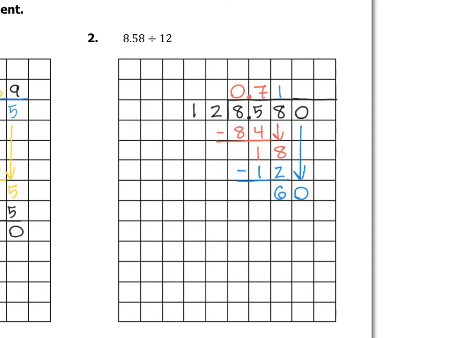So now I'm going to take 12 into 60. 12 will go into 60 5 whole times, so I place a 5 in the thousandths spot in my quotient, and then I take 5 times 12, which is 60, and now when I subtract, I have a 0 here. So now I'm done dividing, and I see that my answer is 0.715, or 715 thousandths.